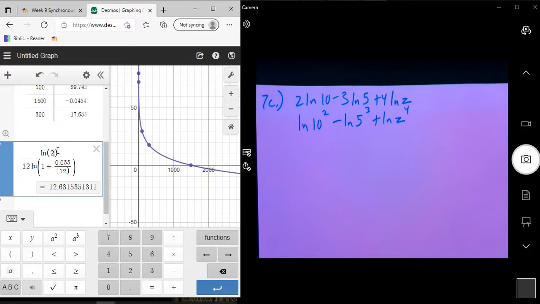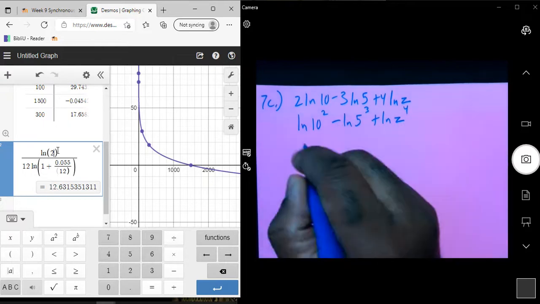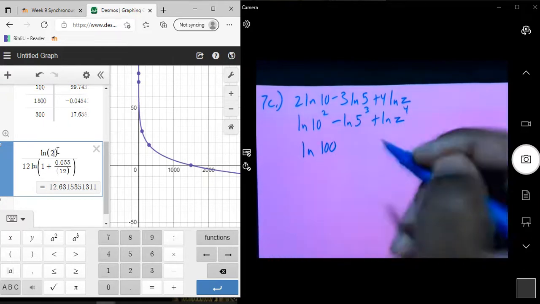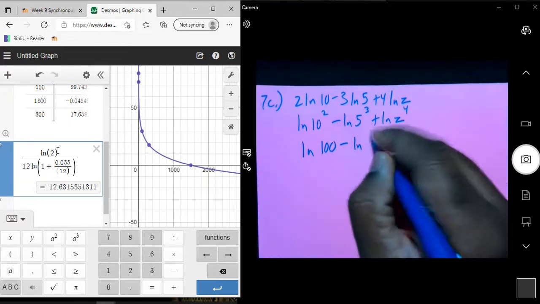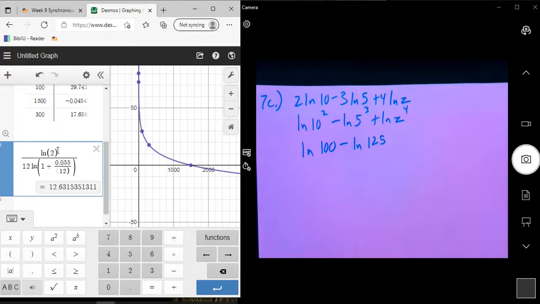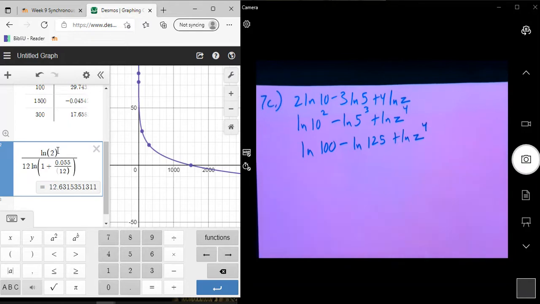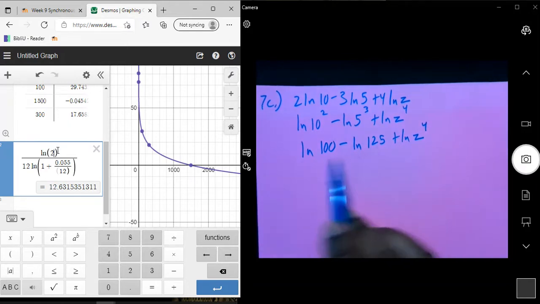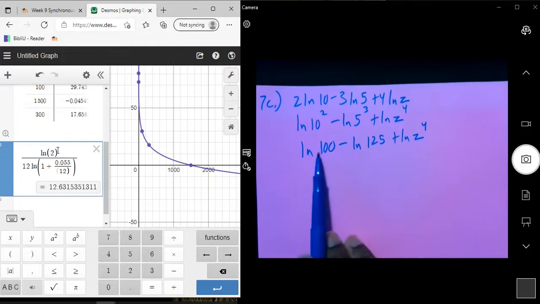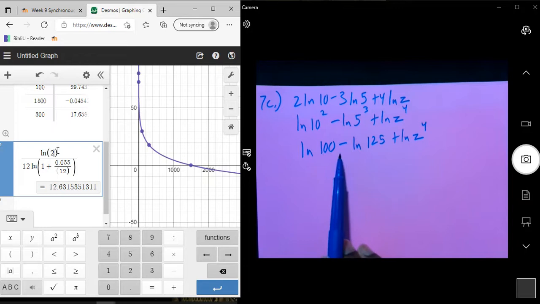All right. So now we know that this would end up being natural log 100 minus natural log 125 plus the natural log of z to the 4th. Now remember, when we have the same base, which we notice all of these have the same base, the first thing we know here is, because we have subtraction first, that this would be division.